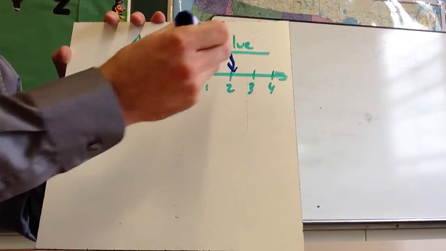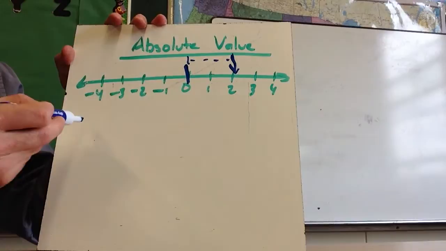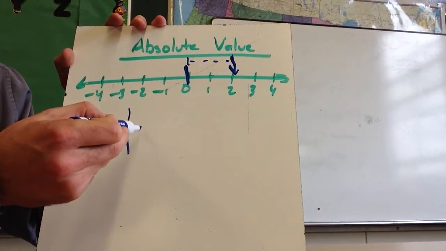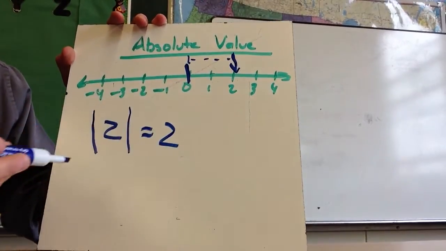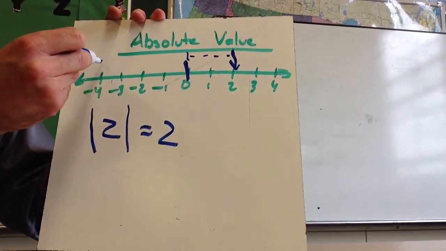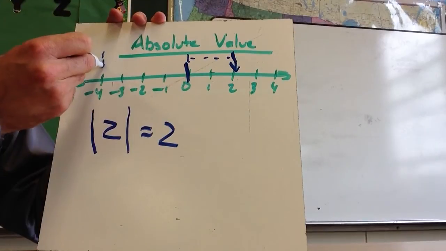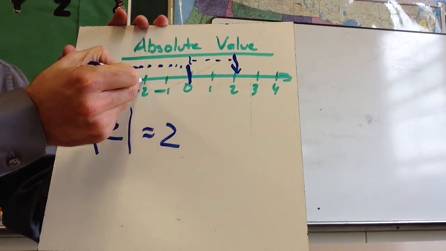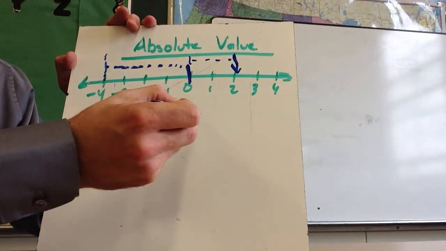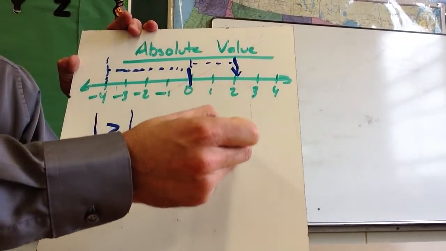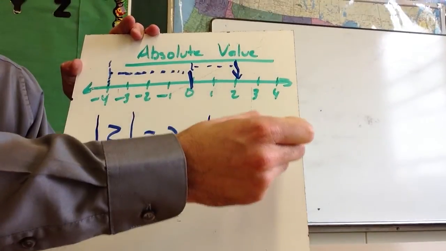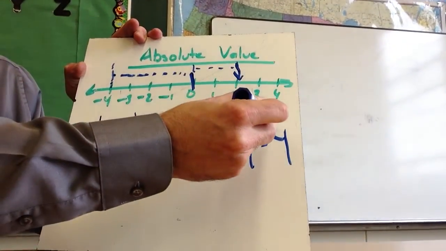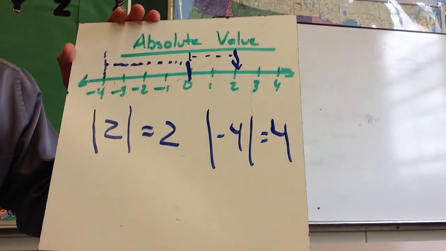Okay, so the idea is that, for example, a number like 2 is 2 away from 0. The way that we write absolute value are these 2 bars. The absolute value of 2 is 2. And then if you think about a number like -4, which is here, -4 is 1, 2, 3, 4 away from 0. So the absolute value of -4 is 4. It's always a positive number because you're always talking about distance from 0.